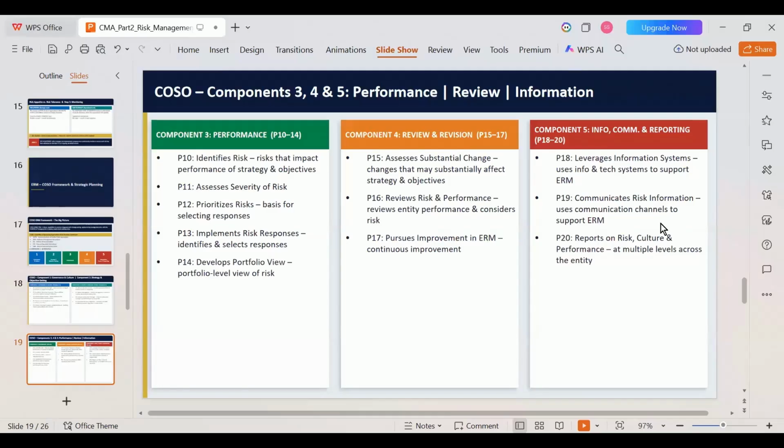Okay. And similarly, we will have to assess what is the change that took place in the business environment. How do I have to change my risk response in order to avoid or mitigate the risk? So constantly we have to assess substantial change that is taking place, changes that may substantially affect our strategy and objectives. So these changes, majority of these changes will be from... reviews risk and performance. So it reviews entity performance and considers risk.